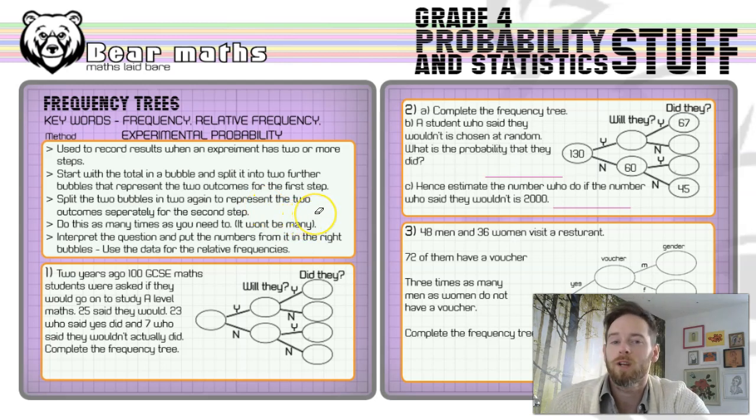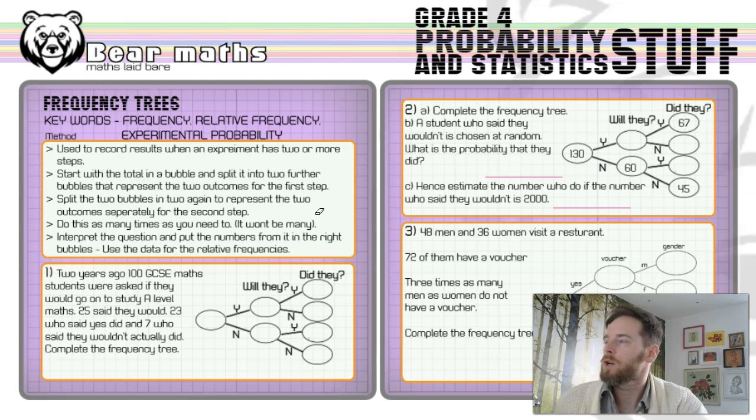This video is on frequency trees, and the keywords I've got for you are frequency, relative frequency, and experimental probability. Now the frequency is how much of something there is. The relative frequency is an estimate of probability, and the experimental probability is how you go about getting that estimate of probability. It's different to an expected probability.